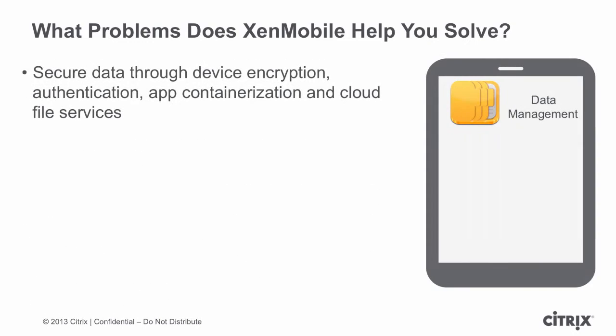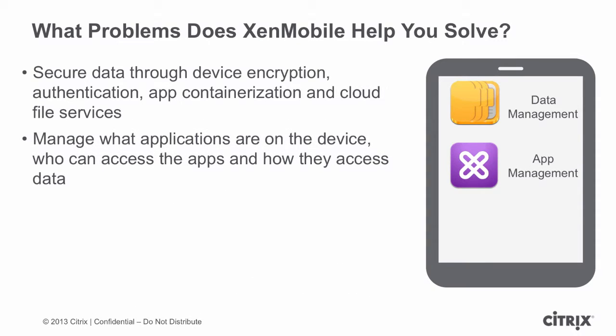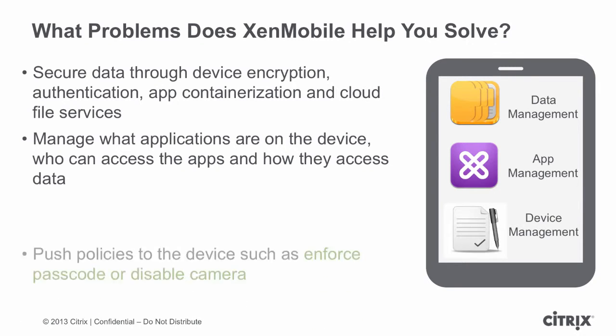So what problems does XenMobile help us solve? First, we get data management. We can secure our data through device encryption, authentication, app containerization, and cloud file services. We have application management. We can manage what applications are being delivered to the device, who can access those applications, and how they can access their data.